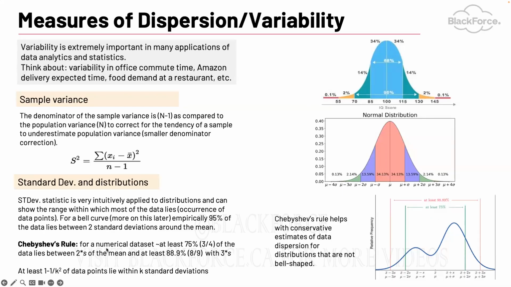So for example, for a numerical data set, at least 75% or 3/4 of the data lies within two standard deviations of the mean, right? For this normal distribution, we can see it's about 68% within one standard deviation of the mean and at least 88.9% within 3 standard deviations. So if you just plug the number of standard deviations as k in this formula, you can always get what that number is.